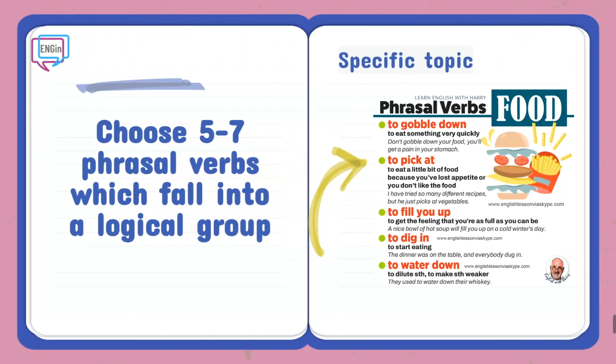Another fun and practical group of phrasal verbs to teach could be those related to a specific topic. For example, food. Examples of phrasal verbs with food include to whip up, to cut back, to pick out, to dig in, to water down, and so on. By creating a visual aid that incorporates these phrasal verbs, students will have a better chance of remembering them.